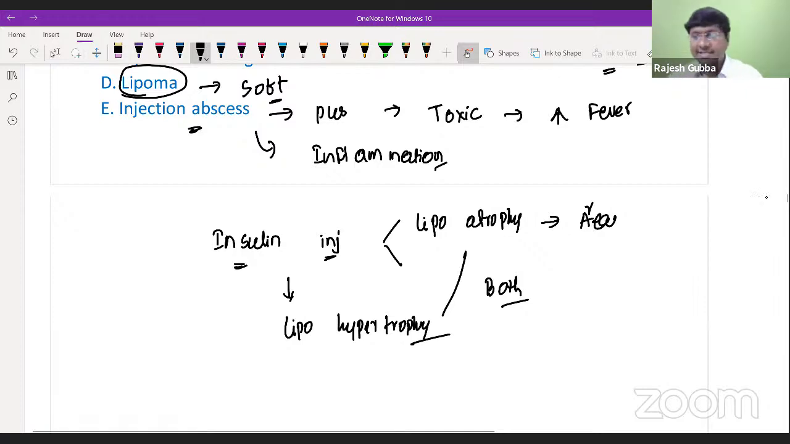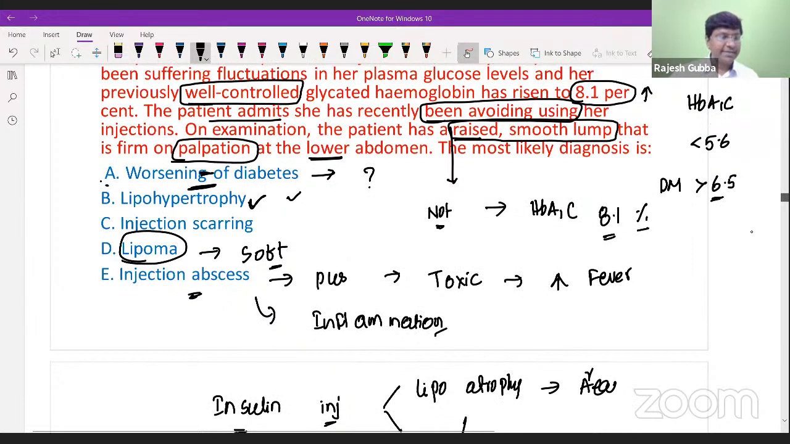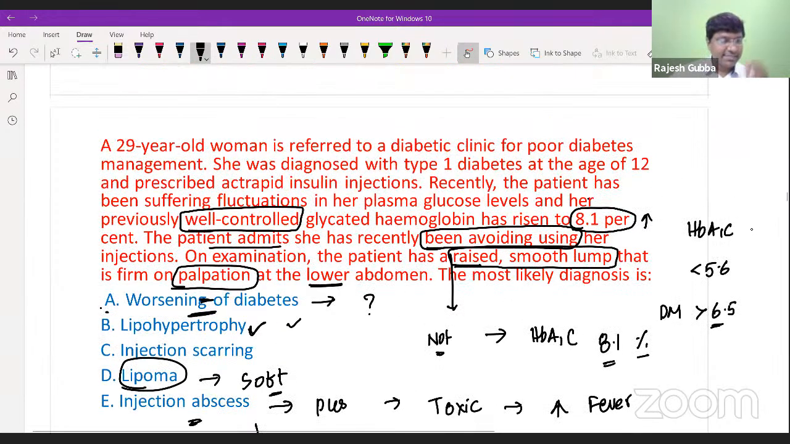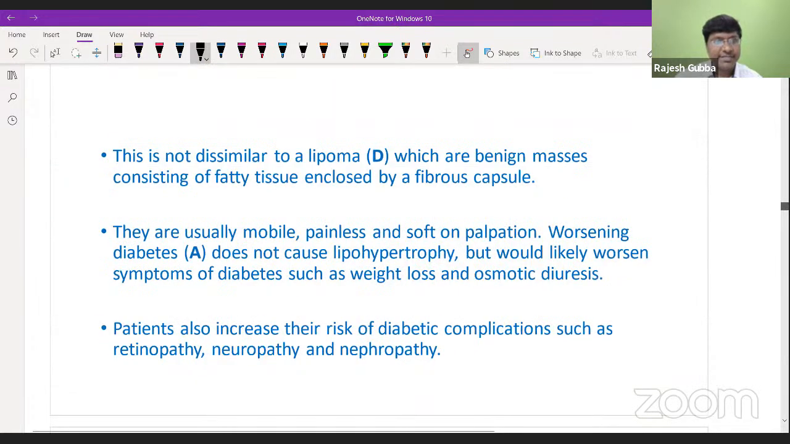Okay, so that is the reason why the answer to this particular question is lipohypertrophy, but not worsening of the diabetes mellitus. Yes, Adarsh Soni, the answer is not worsening of diabetes. The answer is lipohypertrophy. Yes, Shravan Kumar, if you have understood, just give me a thumbs up. Right. Now we will move on to the next important clinical based question.